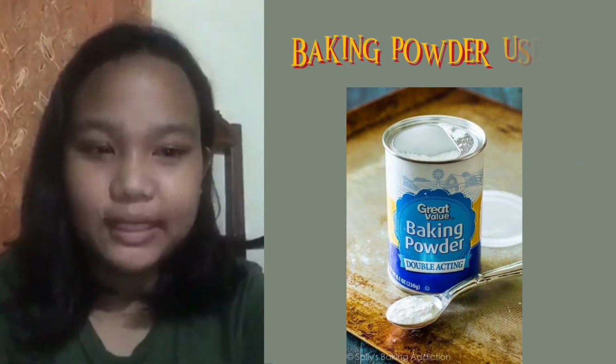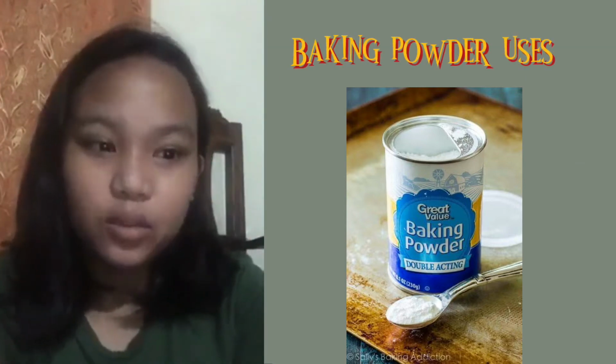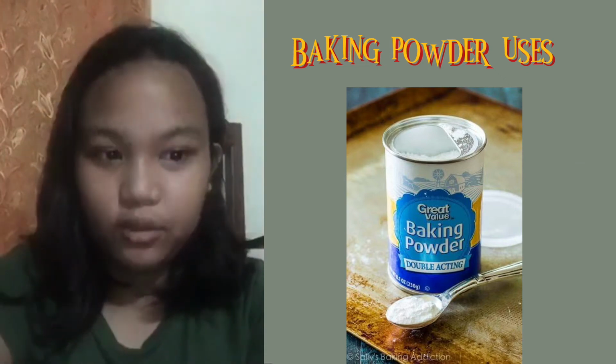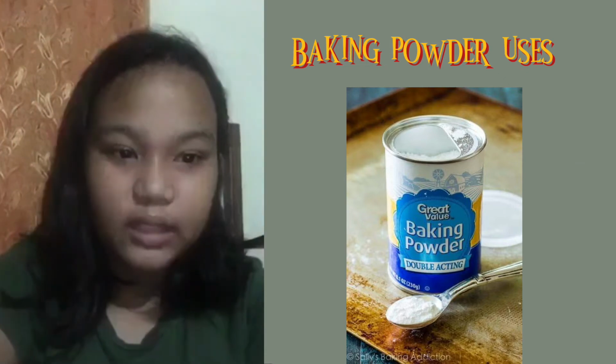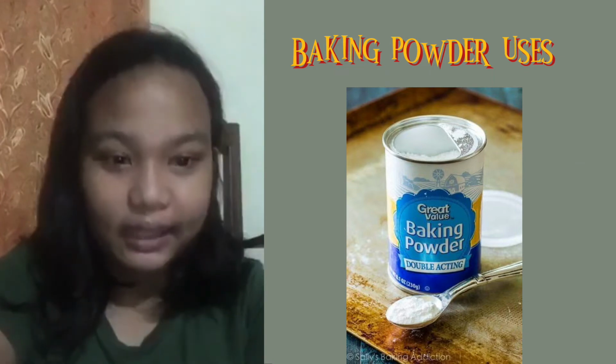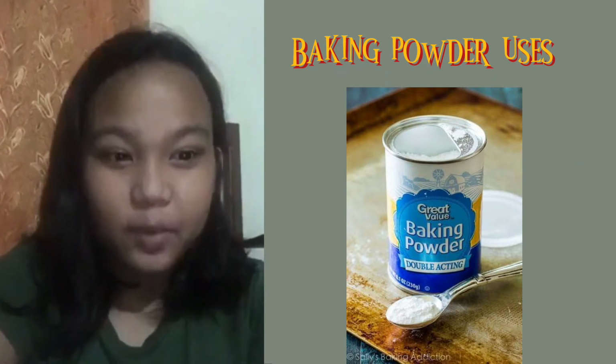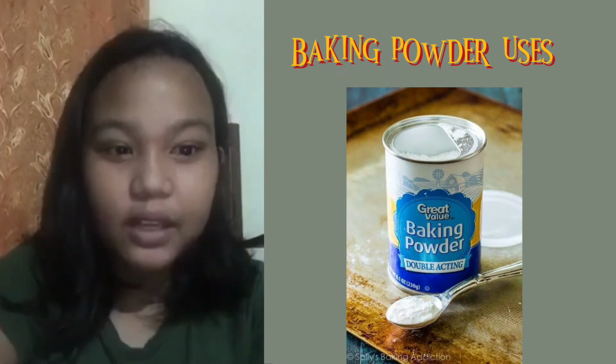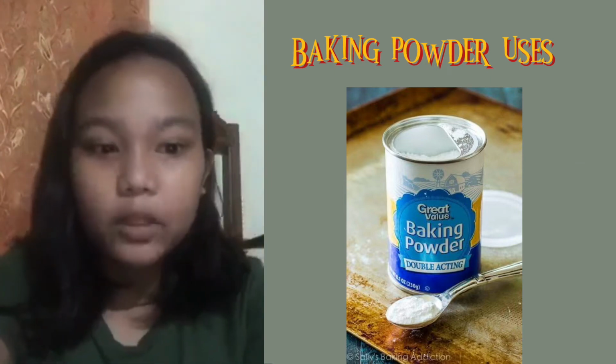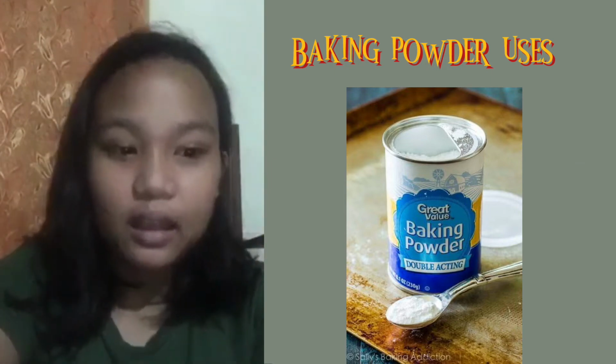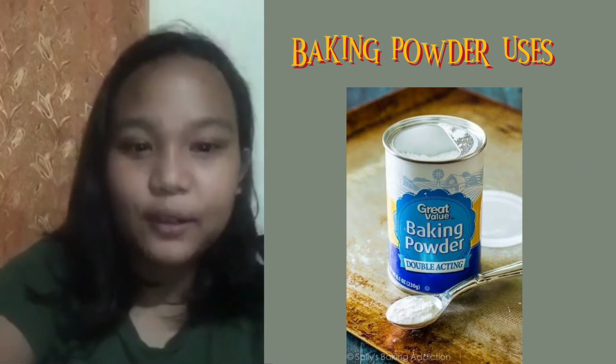Baking powder uses. Baking powder is used as a leavening agent in baked goods. It can also be used as a cleaning agent for household items. If it expires, it just means that the leavening agent will not work as well, but you can still use it as you would baking soda.